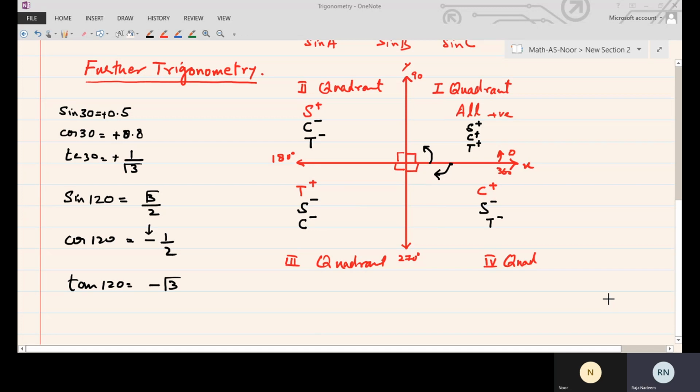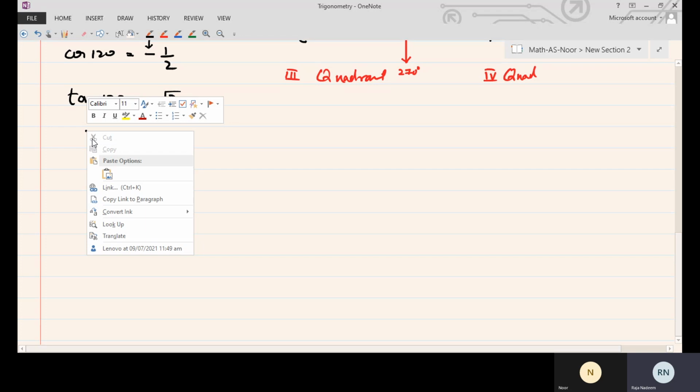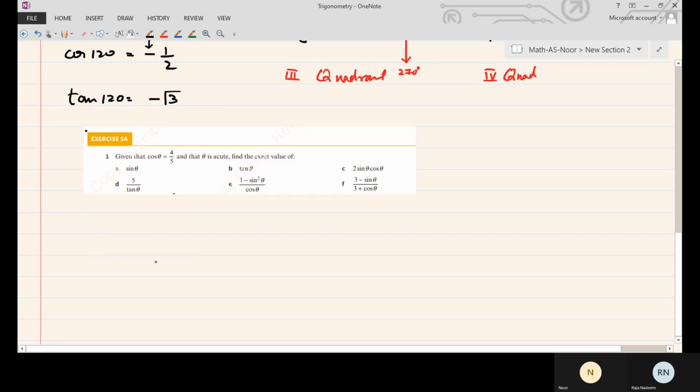I'll select a question from the exercise and we'll discuss the values. Given that cos theta is equal to 4 by 5 and theta is acute. Acute is an angle which would lie in the first quadrant.